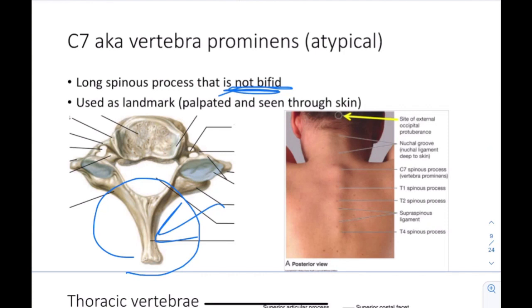This vertebra is very important because it's used as a landmark. It's felt and seen through the skin. It's right here. And you can use it to count other vertebrae. After C7, you have T1, the first thoracic vertebra, and before it, you have C6. So it's used as a landmark.